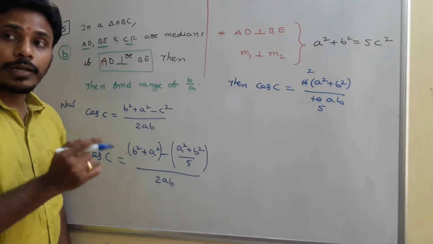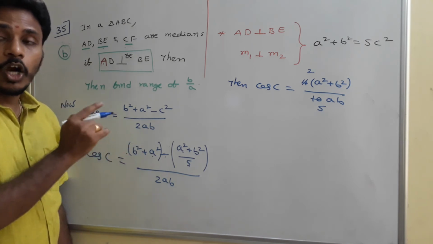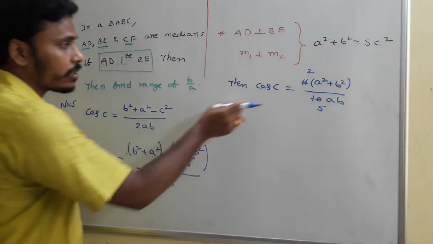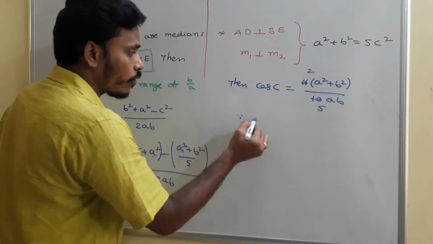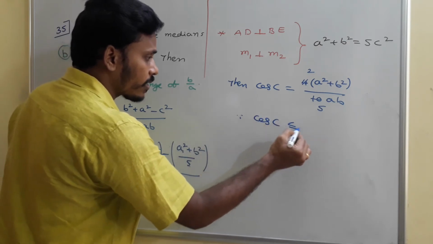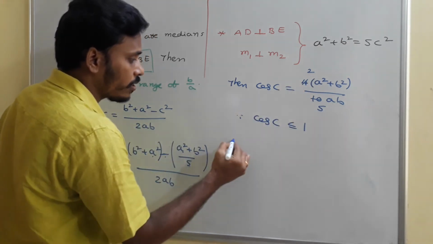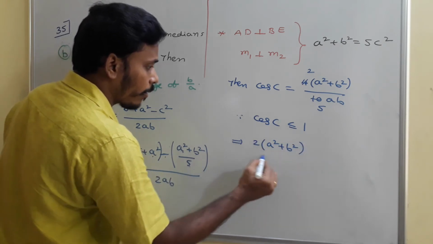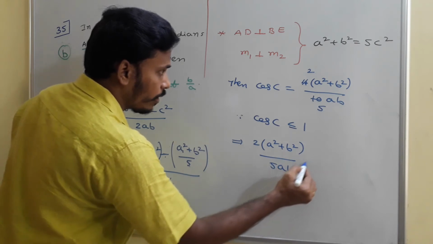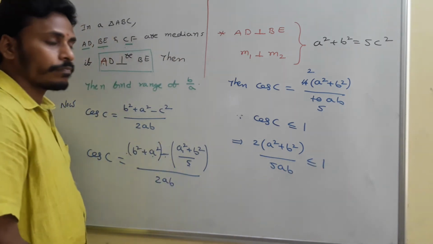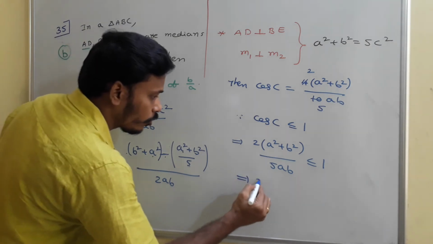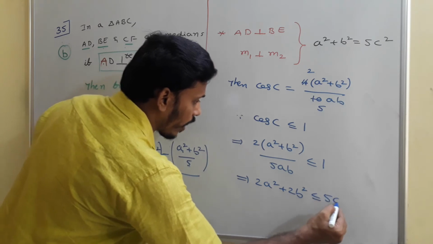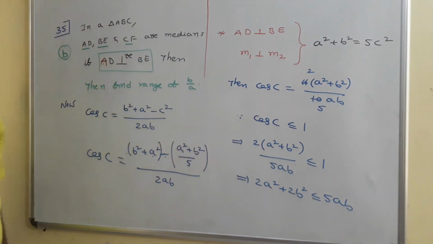But do you know the range of cos C? Cos C value is always in between 0 and 1, and that means cos C value cannot be greater than 1. That's what we are using. Since cos C is less than or equals to 1 and cos C is this expression, that implies 2 times of a square plus b square divided by 5ab is less than or equals to 1. So from there 2a square plus 2b square is less than or equals to 5ab. If you send that 5ab to that side.